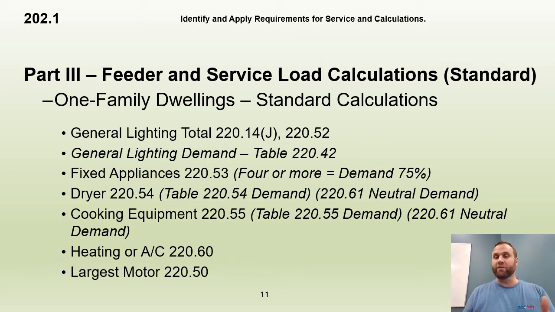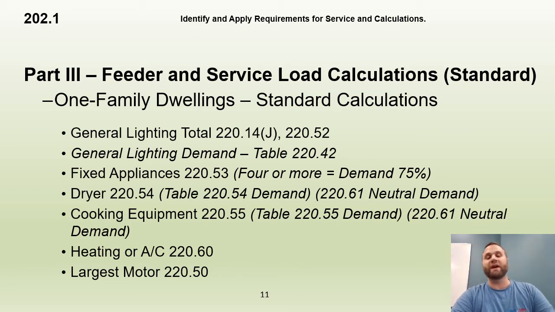And if only one of them is running at the same time, size it to the larger of the two. If I include the larger of the two in my service calculation, when the larger one's not running, I'll still have plenty of room on that panel for the smaller one to be running. So that's a non-coincidental load. You'll find that in Article 220.60.